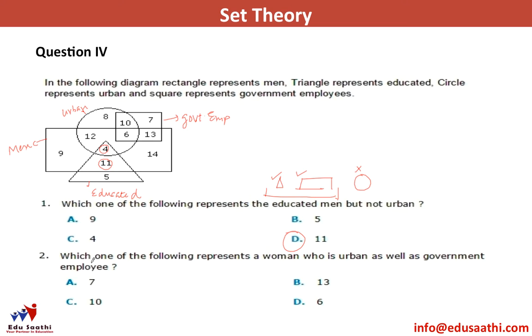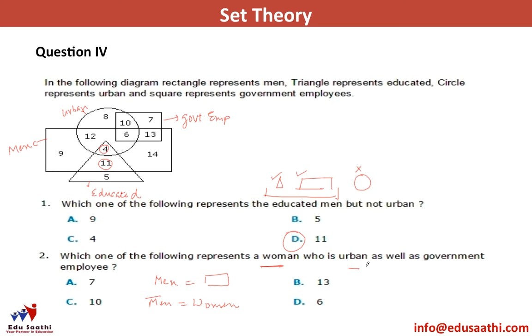Let's look at the second question. Which one of the following represents a woman? Now, if men is represented by the rectangle, what would be men complement? This is nothing but woman. And everything outside the rectangle, it means, is women.